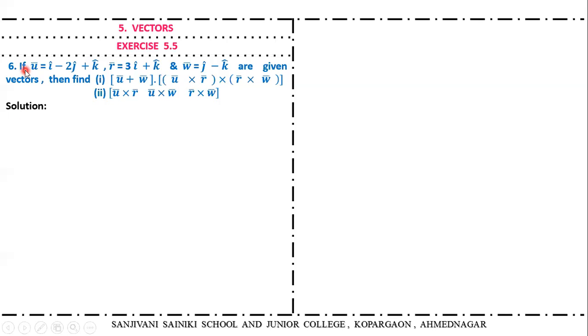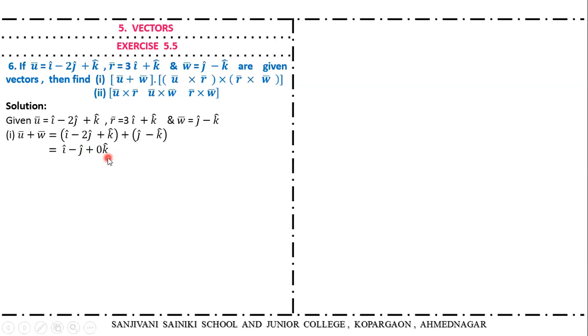Sixth example: u bar, r bar, and w bar are given, and we have to find the following two vectors. The given vectors are u bar, r bar, and w bar. Let us find first u bar plus w bar. Take the addition of the vectors u bar and w bar: i minus 2j plus k plus j minus k. What do you get? j minus k plus 0k. This is u bar plus w bar.